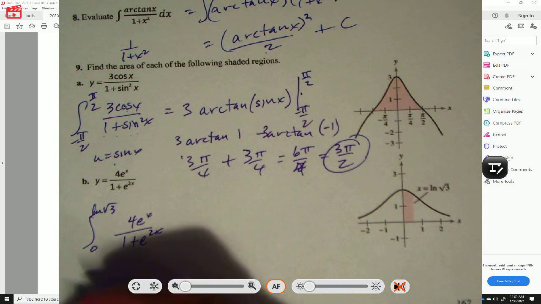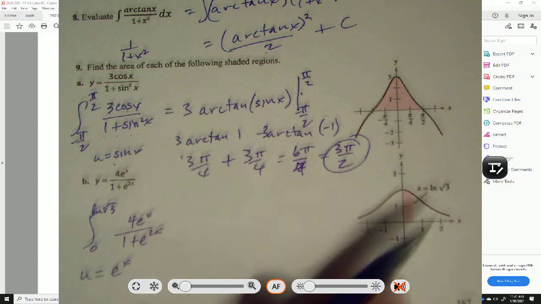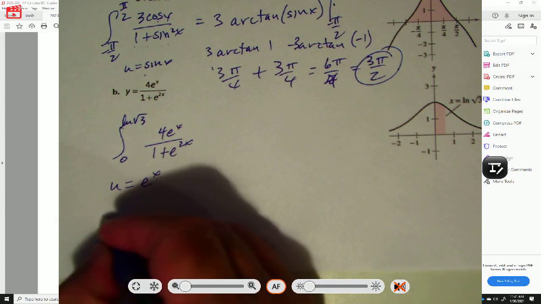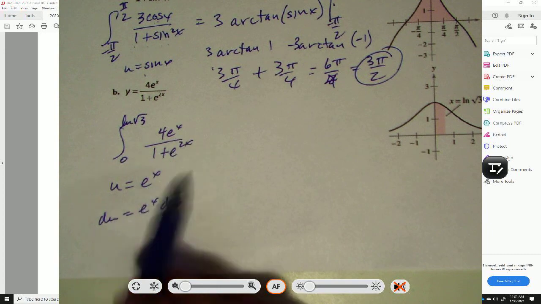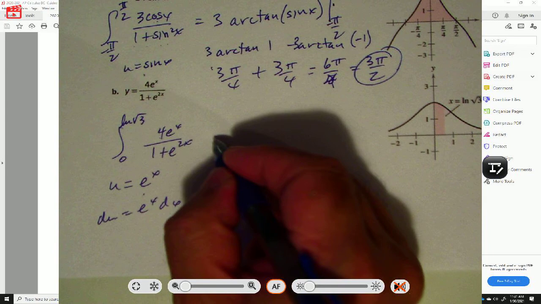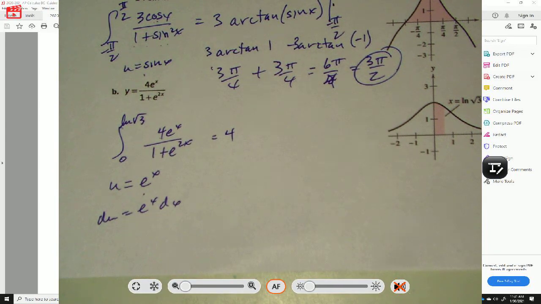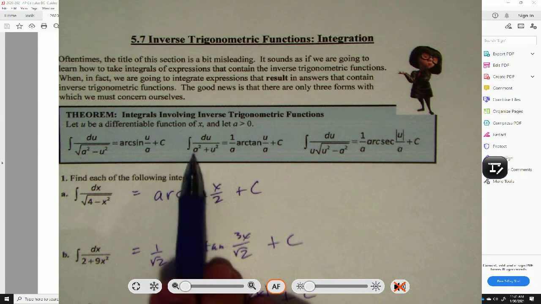What is u? u equals e to the x, so that's how I'm getting the e squared. It's u squared, not e squared, u squared. du equals e to the x dx, so I need that because I need a derivative of u up here. So the only thing that's extra is the 4. Let's just take it out. So that's going to be 4, and this is arctan, right? Arctan has the form of a squared plus u squared. There's no square roots on it. There's no exponents on that other than what's already there.